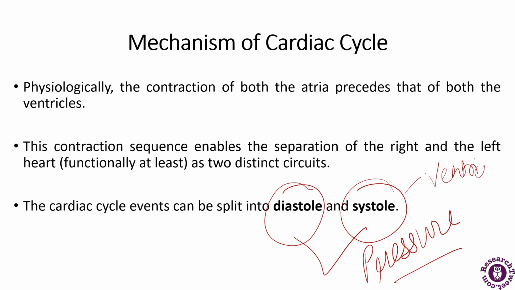There is a ventricular contraction which forces the blood into the arteries. And during the contraction of the ventricles, the pressure in the ventricle becomes greater as compared to the adjacent blood vessel walls, which allows the blood to flow out. So this was about the mechanism of the cardiac cycle.